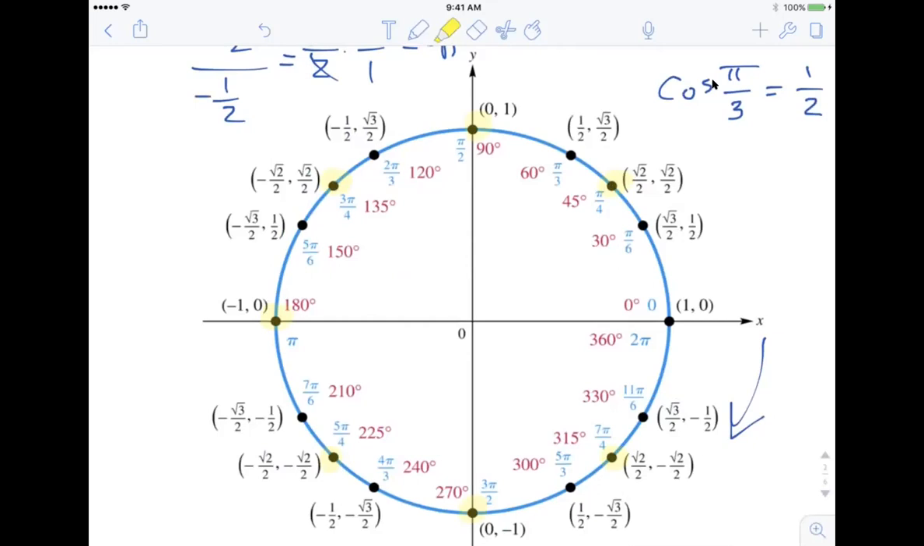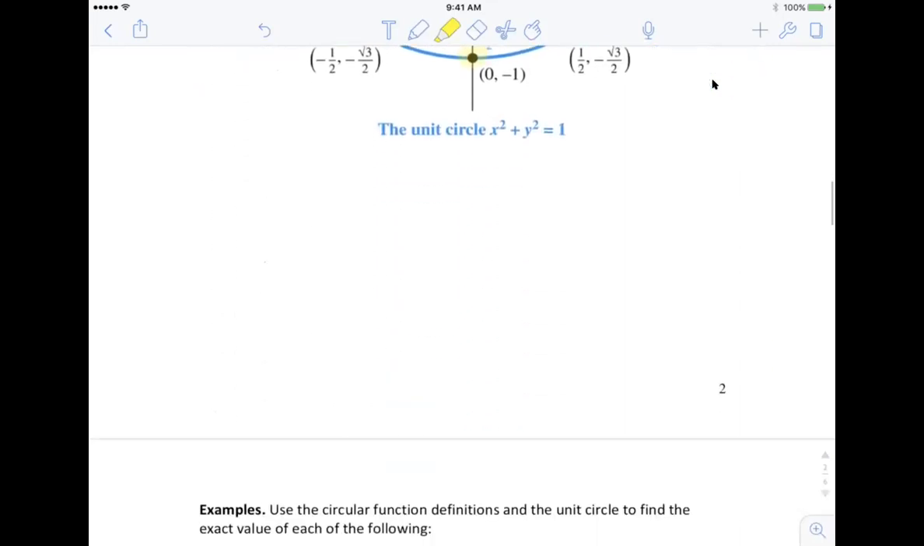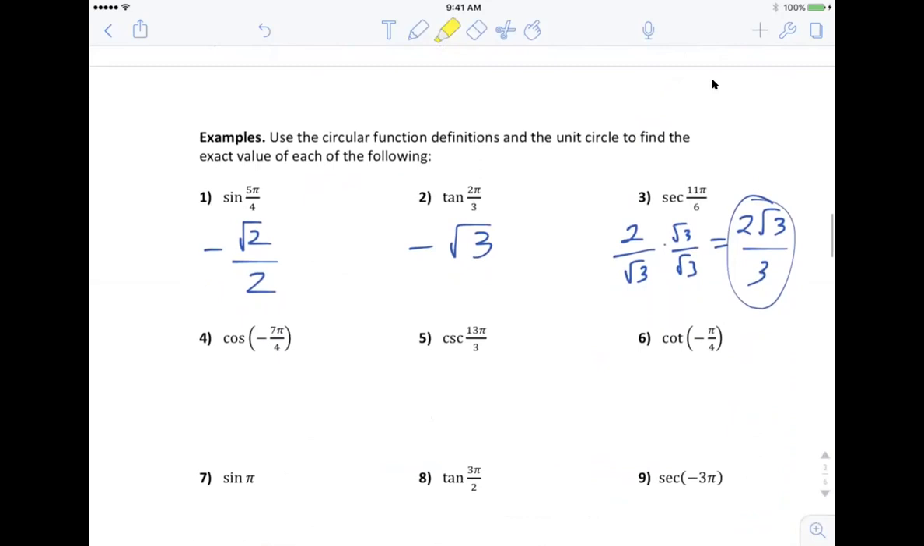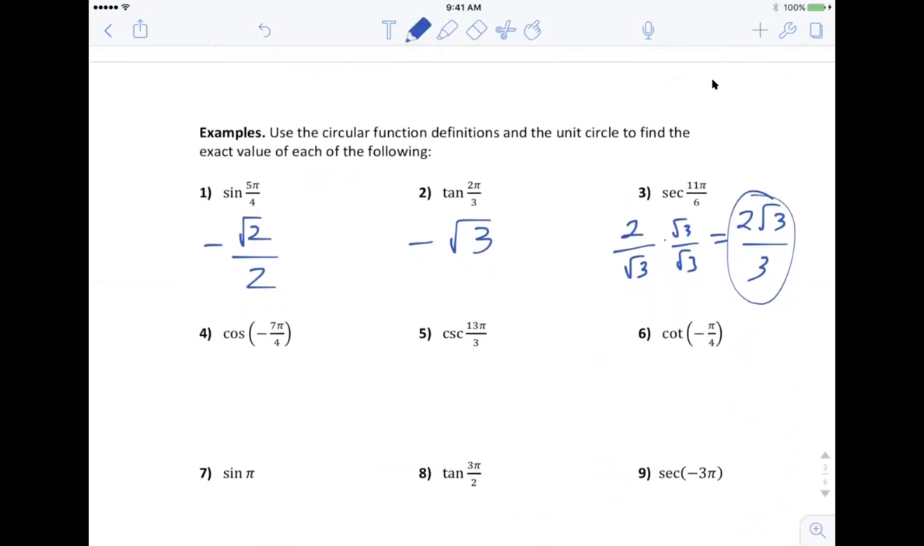So negative 7 pi over 4 and pi over 4 are coterminal. And then now once I locate the angle, then I just look it up in the point. What were we doing? Cosine, which is the x value. So that's root 2 over 2. Okay. So that counting method works pretty nicely.